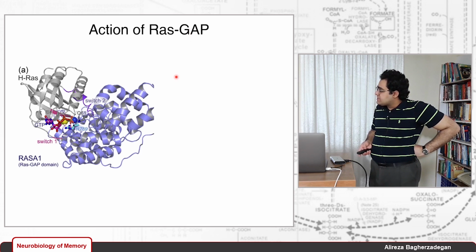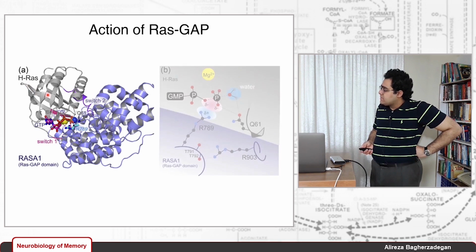Here we can see the RAS-specific GAP. Sorry, my pointer is funny now. So there's a RAS-specific GAP. You can see the GAP domain here, and you can see the H-Ras here. Again, switch 1, switch 2. And here we have GTP bound. So this is the active H-Ras, and we want to make it inactive.